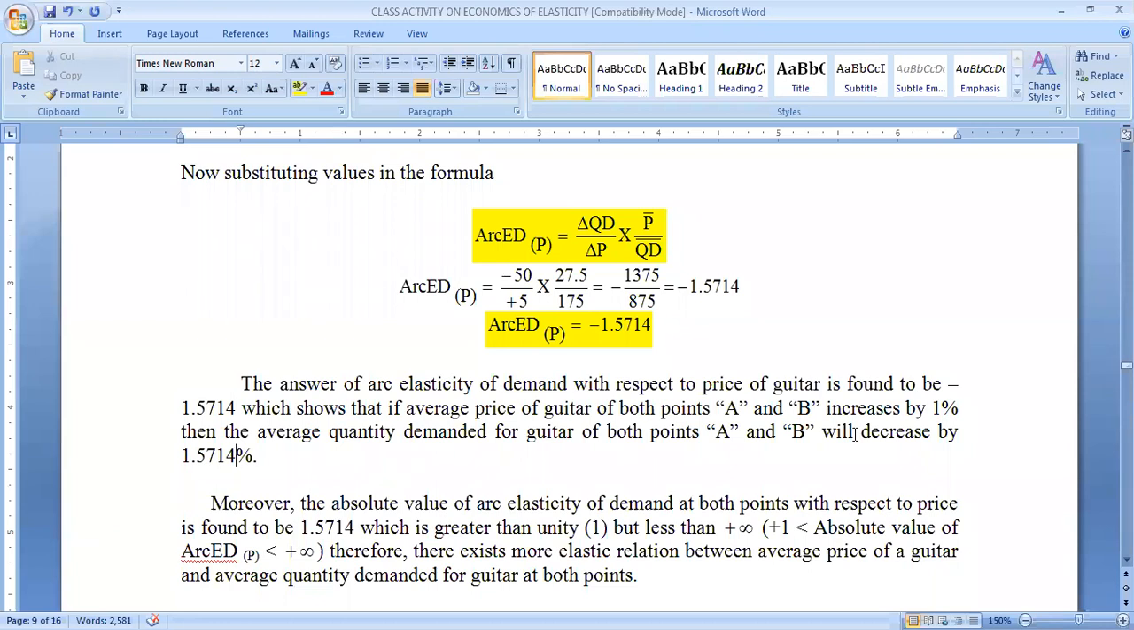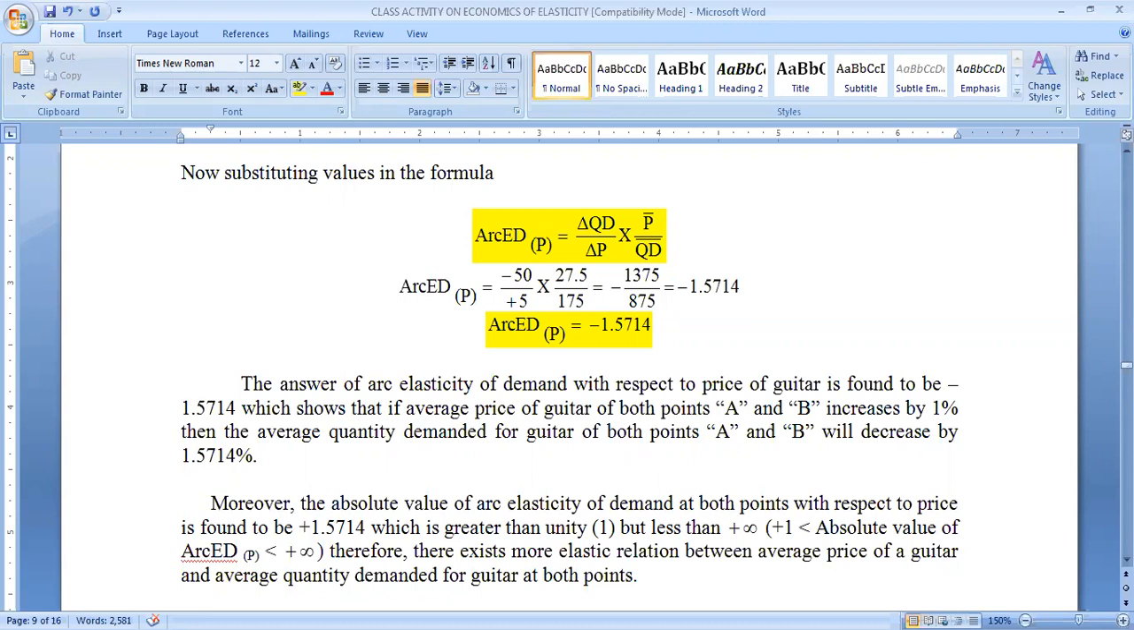1.5714%. Moreover, the absolute value of arc elasticity of demand at both points with respect to price is found to be 1.5714. Since it is an absolute value, that is why we have written this plus 1.5714. The plus appeared because of the absolute term. The function of absolute is to convert all the negative values into positive values.